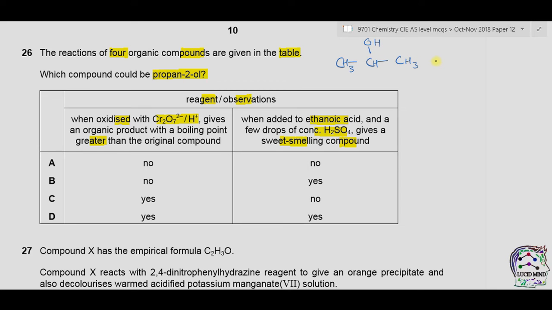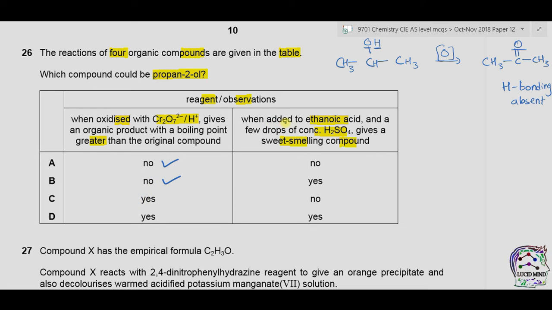Now this is secondary alcohol, and secondary alcohol can be oxidized in the presence of dichromate acidified to form ketone. Now in alcohol, oxygen, which is electronegative, is directly bonded to hydrogen atom, while in ketone oxygen is not directly bonded to any hydrogen atom, so therefore hydrogen bonding is absent in ketone. And due to absence of hydrogen bonding, boiling point of product should be lower than that of reactant. So we have a no.